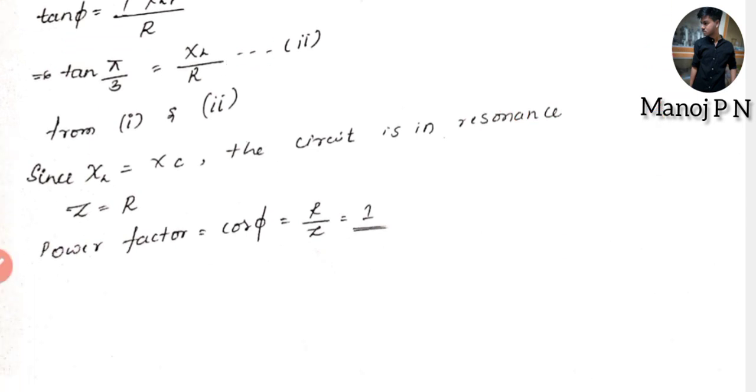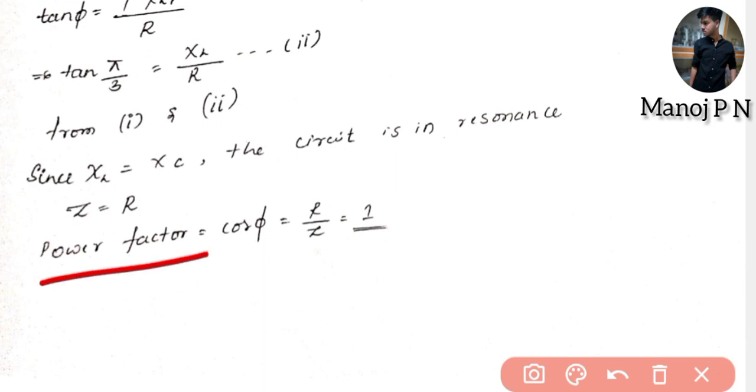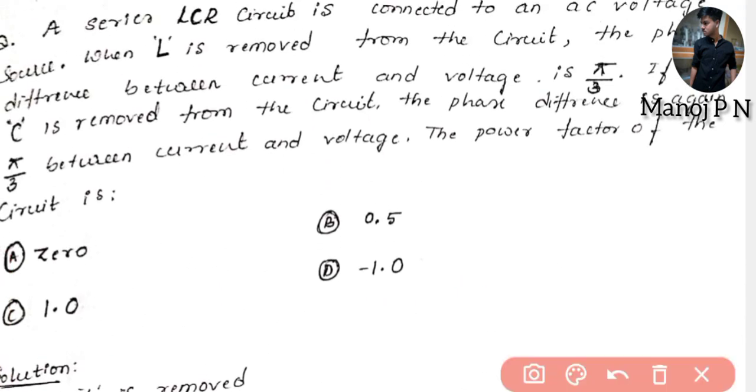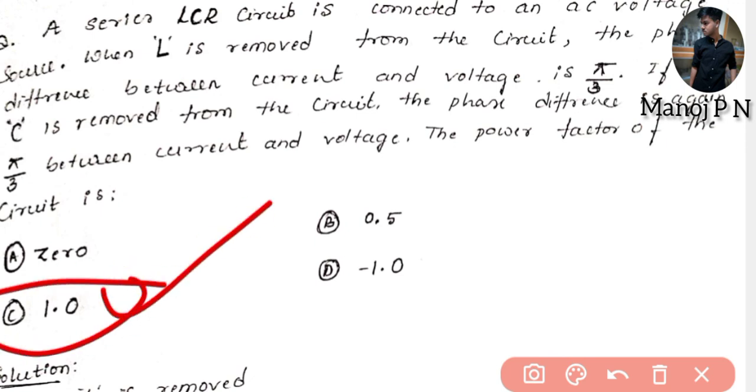What is the power factor at the resonance frequency? The power factor at resonance is 1. So since the power factor at resonance is 1, we can mark option C as the right answer.